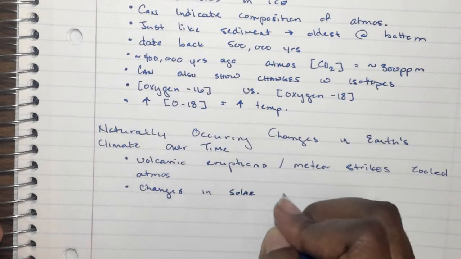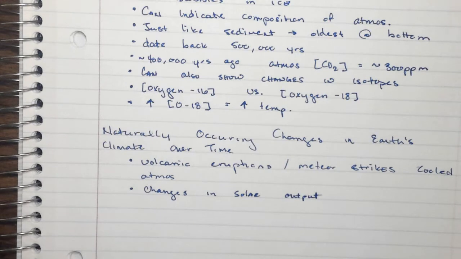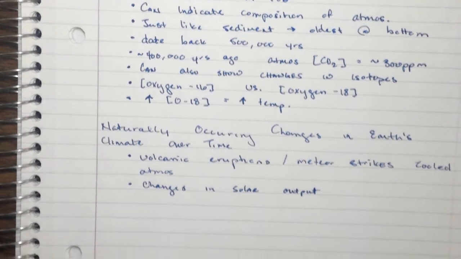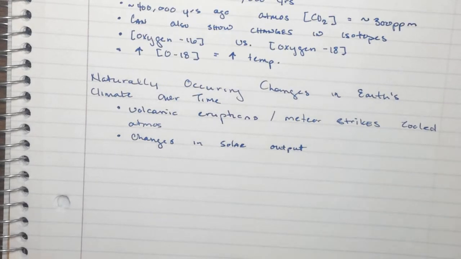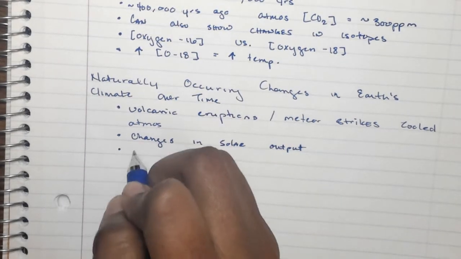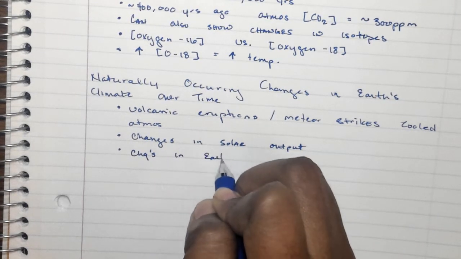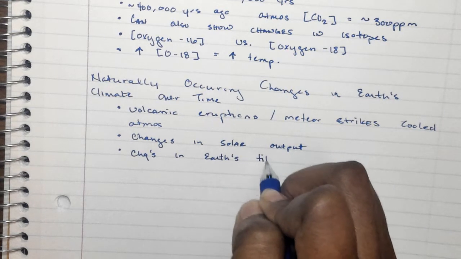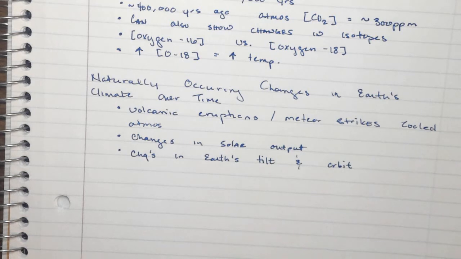Changes in solar output. The sun does not produce the same amount of energy all the time, so there have been times when the sun has been cooler. Changes in Earth's tilt and orbit. Any change in Earth's tilt or orbit would change the rate of insolation.